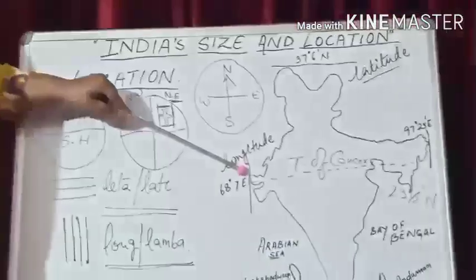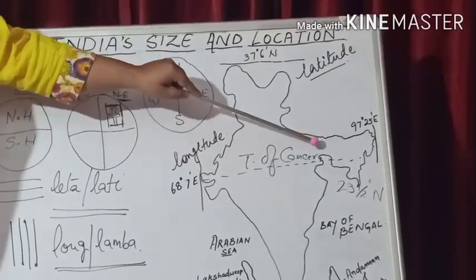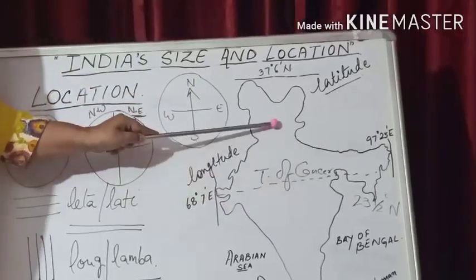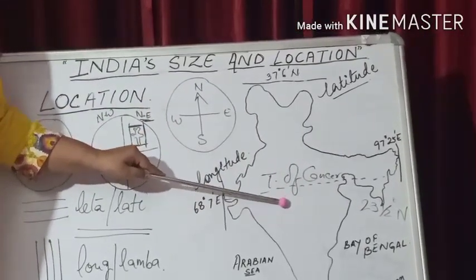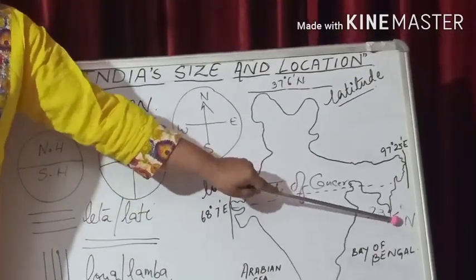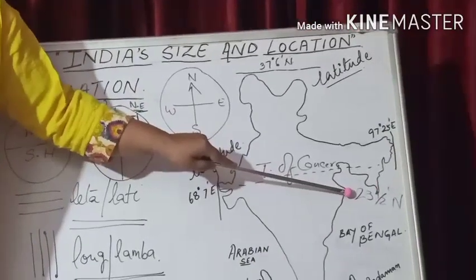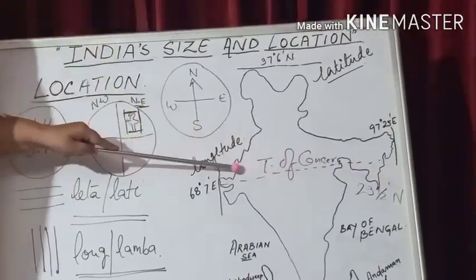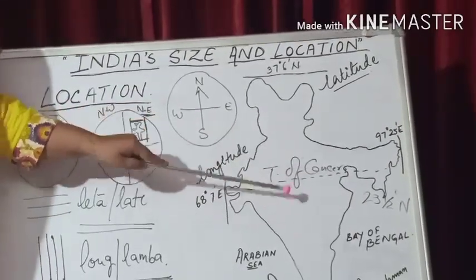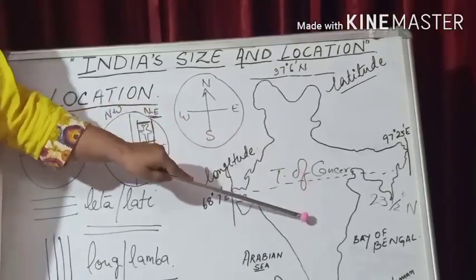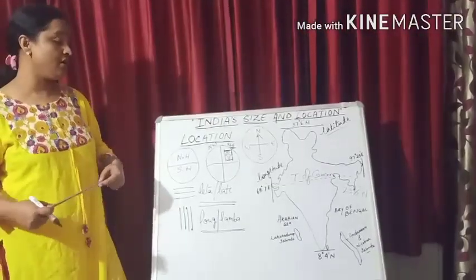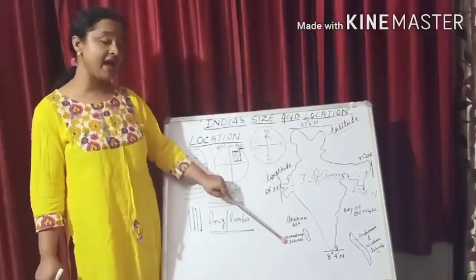Now talking about the next line, again we are talking about another latitudinal line. The next latitudinal line is the Tropic of Cancer, a line which divides India into two equal halves. And as I said, it is a latitudinal line, and latitudinal lines are denoted by N, that is north. So 23.5 degree north is the latitudinal line which divides India into two equal halves, the subtropical area and the tropical area.